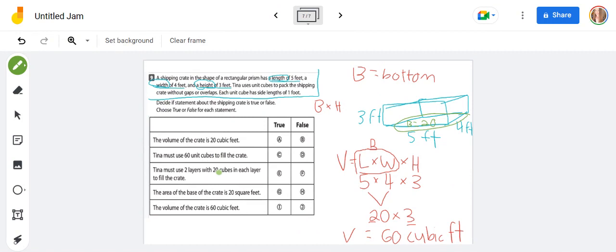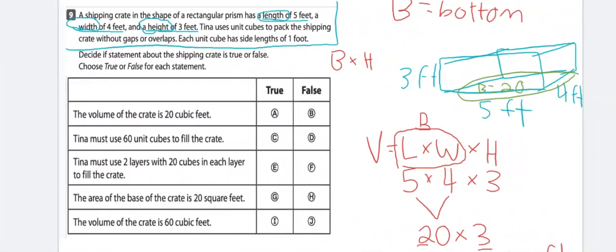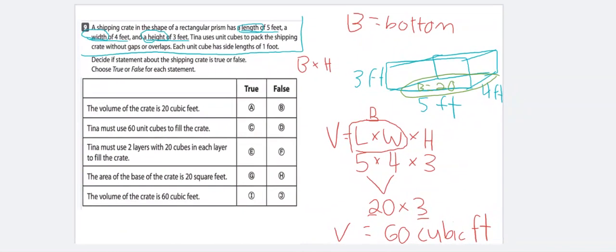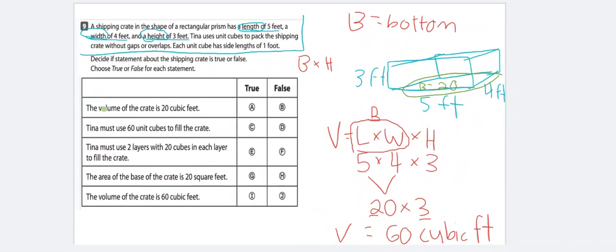So now let's take a look here at these questions. Now that I know the total volume of the prism, I know the base, and I know the height. I'm going to try and zoom in the best that I can so I can still have all this important information that I need. Okay, the volume of the entire crate is 20. Well, I noticed that my volume was 60. So I have to say false because I know the volume is actually 60. So I know that is incorrect, so it's false.